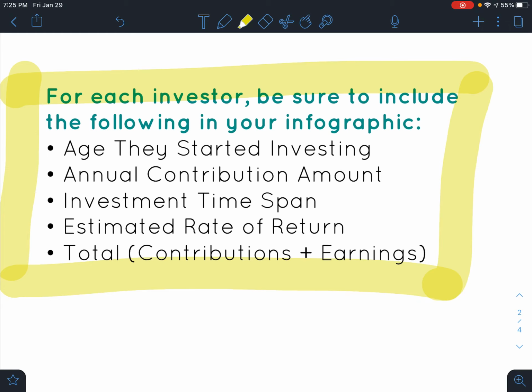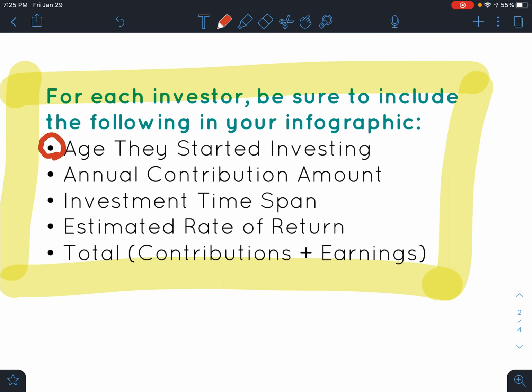So for each Investor 1 and 2, you're going to create what I'm calling an infographic, which just means a visual representation of this information. So I don't want you necessarily to fill out a table and just write numbers down, but actually take this information and make a visual. So I'll show you some examples of those visuals in just a minute. But on this visual infographic, I want you to include these 5 bullets.